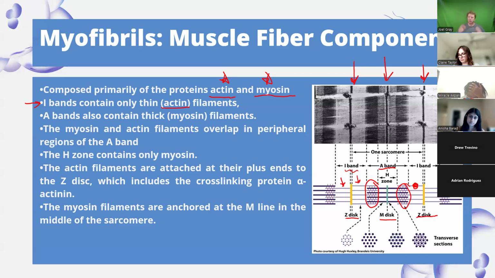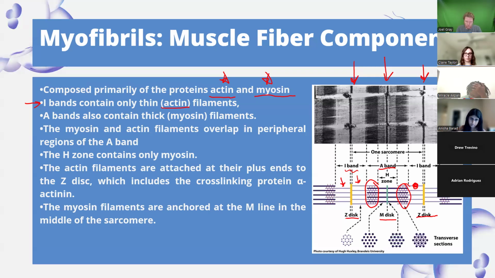So I want you to say, from my Z discs, that's where my actin filaments go out. From my M disc, my middle disc, that is where my myosin filaments go out. If you can do that, that would hit the high points of the questions that I'm going to ask you about the structure of an individual sarcomere.